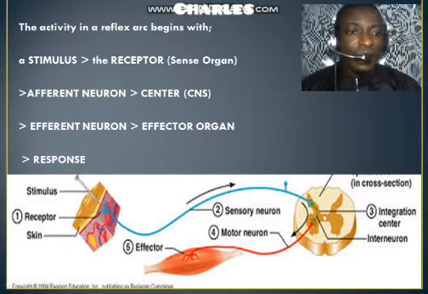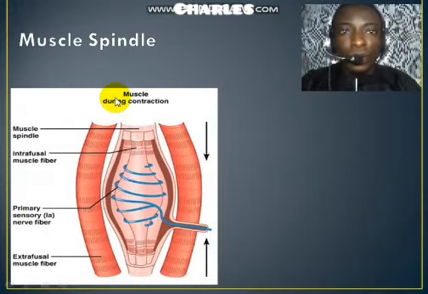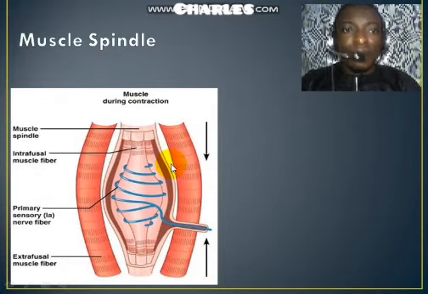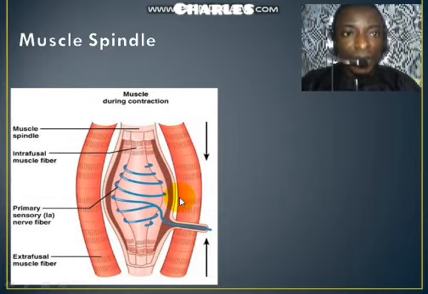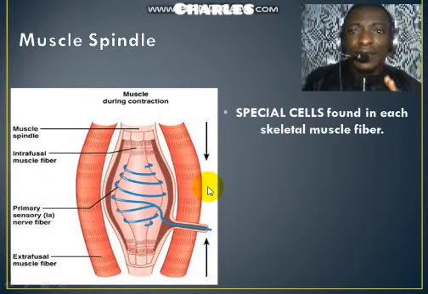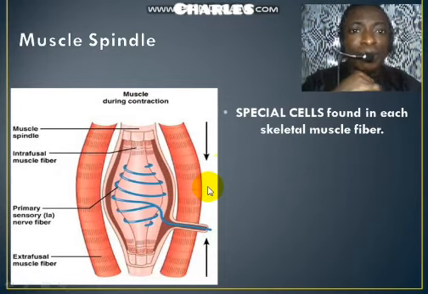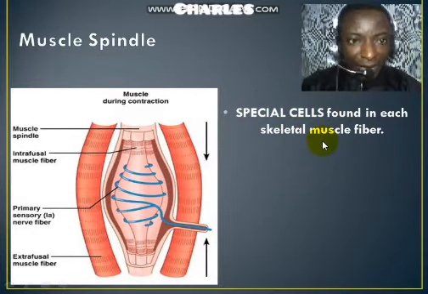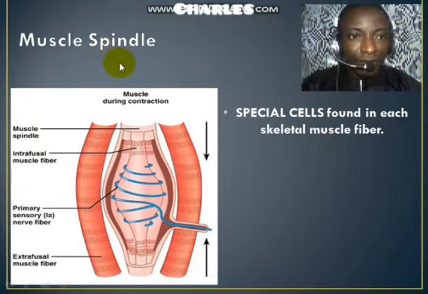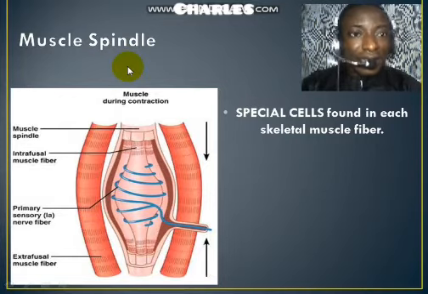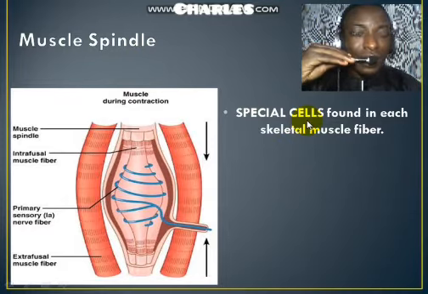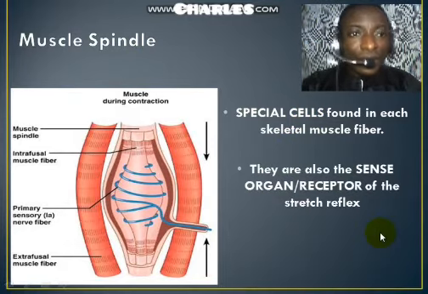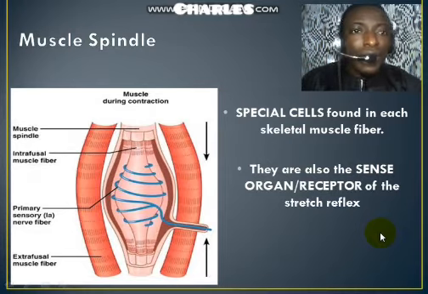Going forward, we shall now look at the muscle spindle. This diagram here explains everything about the muscle spindle. Each skeletal muscle contains special cells, and these cells are known as the muscle spindles. So what are muscle spindles? Muscle spindles are specialized cells that are found in skeletal muscles. The muscle spindles are also referred to as the sense organs or the receptors of the stretch reflex. We shall look at stretch reflex in detail today, in this lecture.